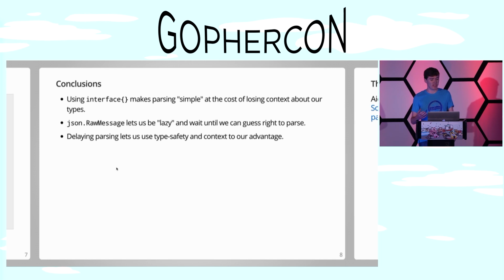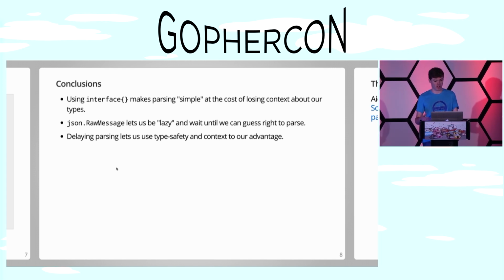It lets us be lazy and put off parsing until we have the information that we need to parse things correctly. And then by delaying parsing that way and using types that make sense, we get all the benefits of type safety and also all the benefits of maintainability of having types that we can look at and understand in our code base.